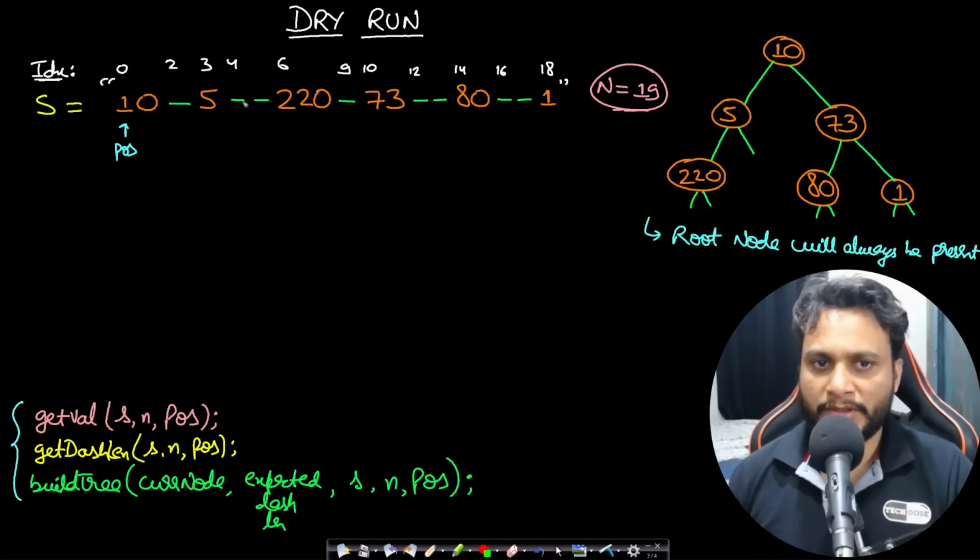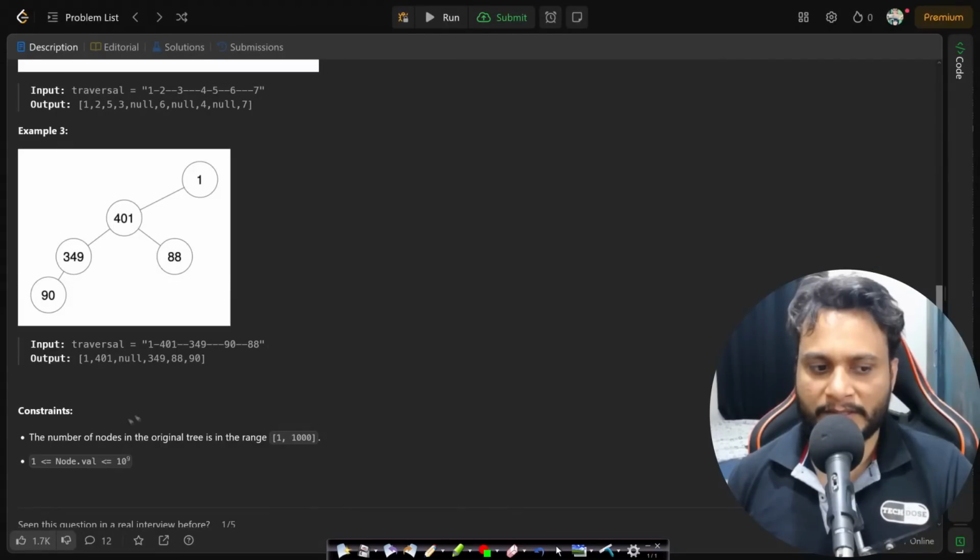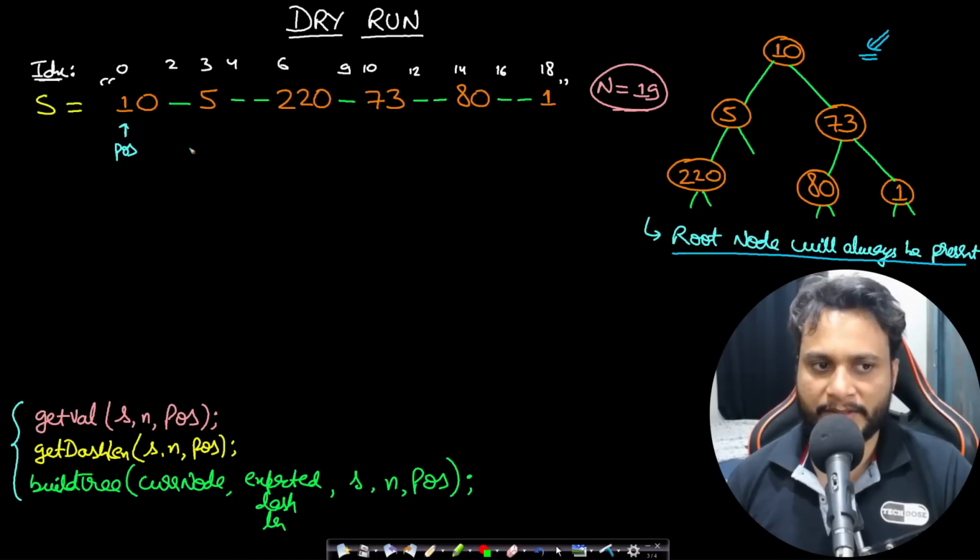Now let me show you the entire dry run using a simple example. So this is the tree that I will be trying to build. I have already built this so that it will be easy for you to understand. According to the problem, the root node will always be present, because if you look at the constraint, it said the number of nodes ranges from 1 to 1000. So you know that at least one node is present. So at least the root will be present, right?